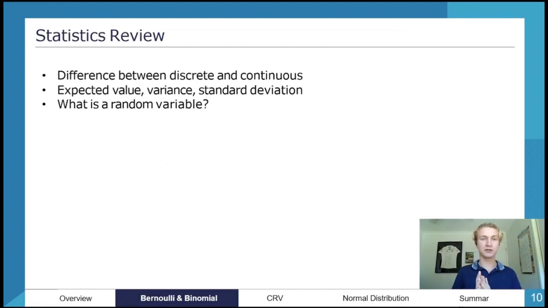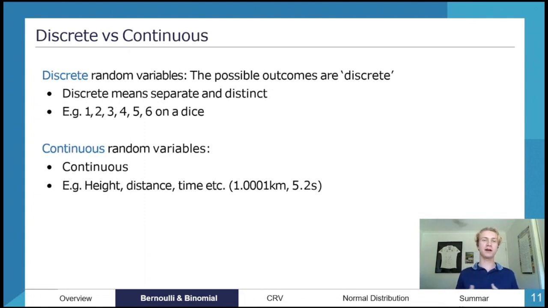So, statistics review. I'm just going to recap really briefly the difference between discrete and continuous, expected value, variance, standard deviation, etc. What is a random variable? So, discrete random variables. The possible outcomes for these variables are discrete. What does that actually mean? They're separate and distinct. There is no spectrum or something like that. It is just set numbers, e.g., 1, 2, 3, 4, 5, and 6 on a dice.